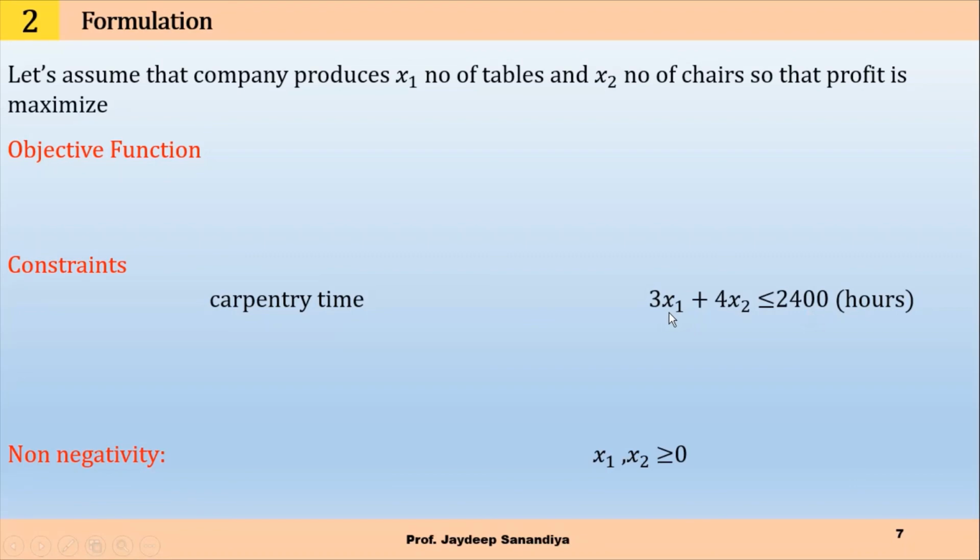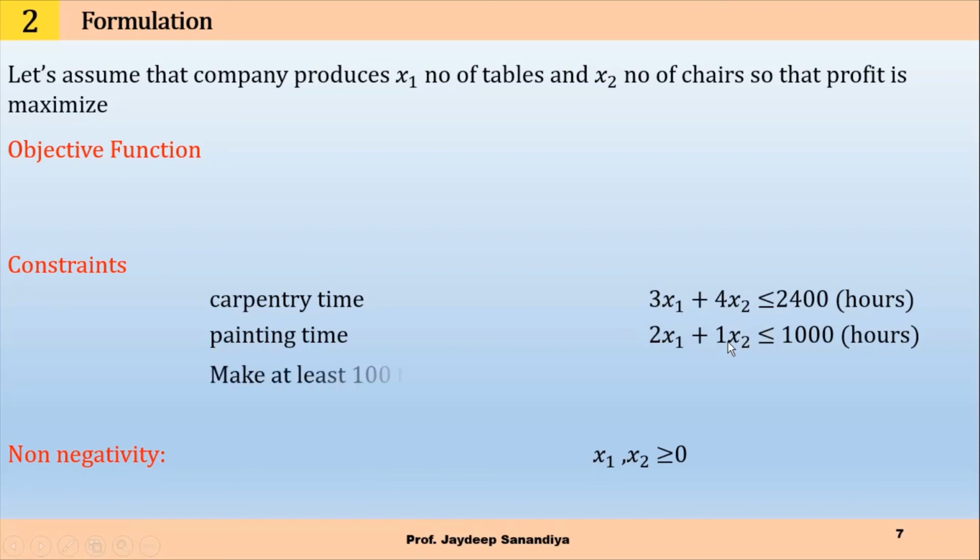So it will be 3x1 plus 4x2 less than or equal to 2400. For painting, a table takes 2 hours while a chair takes 1 hour, and total painting hours available is 1000 hours. So this is also a less than or equal to type constraint. Now another constraint is make at least 100 tables. The number of tables is x1. So you have to produce minimum 100 tables. You may produce more than 100, but minimum 100. So that's why x1 is greater than or equal to 100.